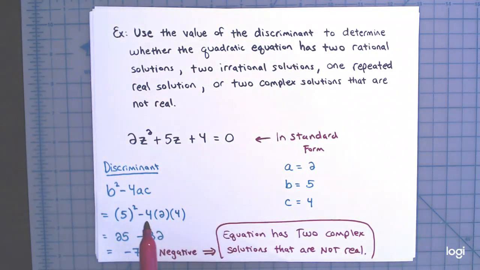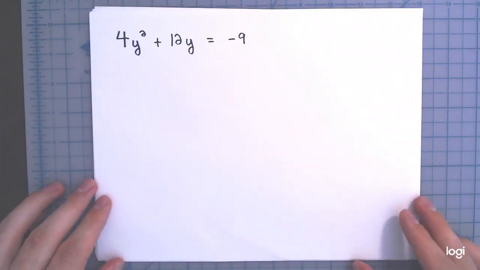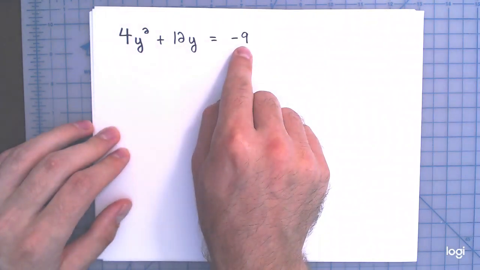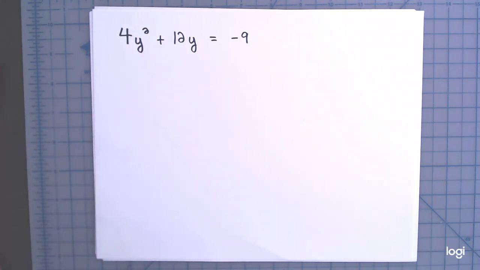Find the value of the discriminant, negative 7, and use it to state what kinds of solutions the equation will have. Two complex solutions that are not real. And that's all I'm asked to do. Okay. I'll just have a couple more. All right. My next example, I have another quadratic equation. 4y squared plus 12y equals negative 9. Now if I'm asked to find the value of the discriminant, the question should be, can I?